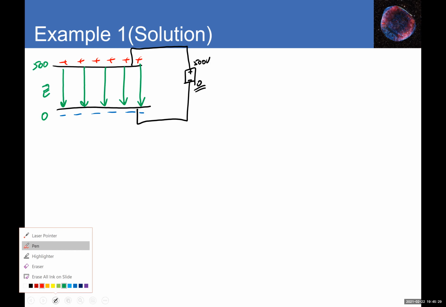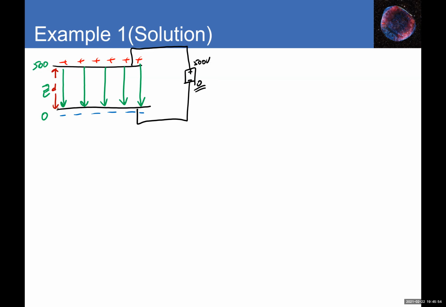Now, our question basically starts by asking which plate, positive or negative, is at the higher potential. I just answered that: the positive plate is at the higher potential. Then it asks, what is the magnitude of the electric field between the plates? Well, I have the distance between the plates, which was given as 0.1 meters, and I have the potential difference between the plates, 500 volts.